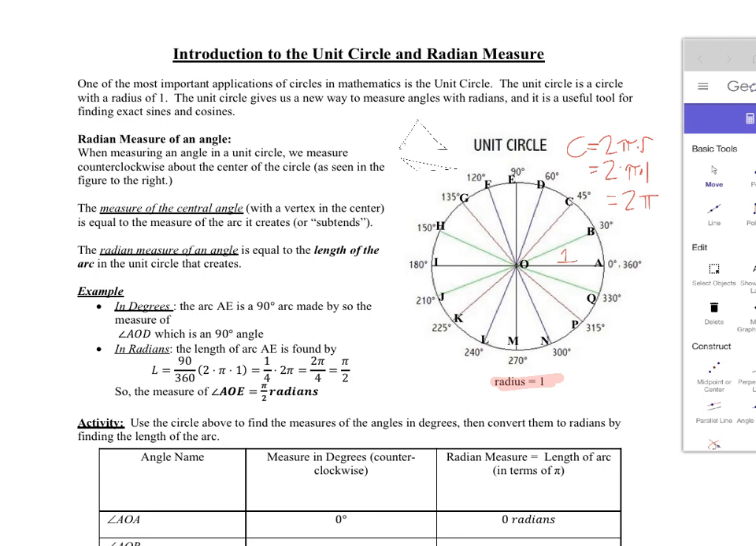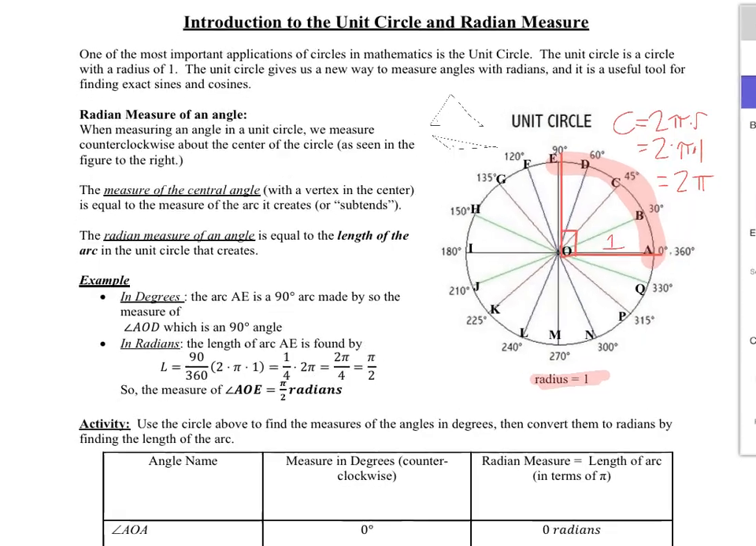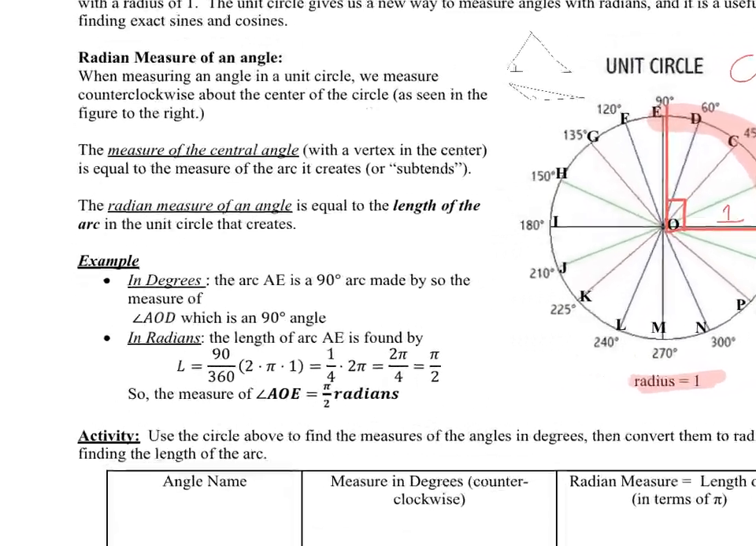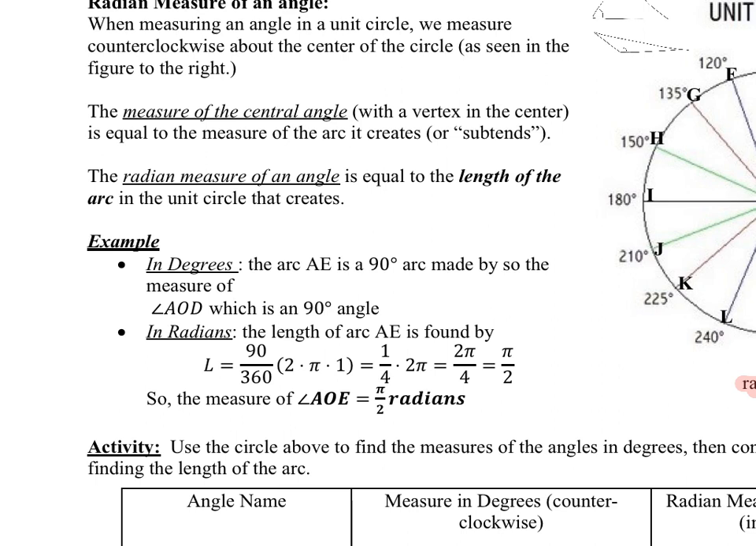All right, so one example here, we can see this if we look at arc AE. There's arc AE, that's a 90-degree arc. It's created by this 90-degree angle. Well, that angle, ADE, is 90 degrees. I'm sorry, AOE. A little typo here, actually, AOE. So AOE is 90 degrees, okay?